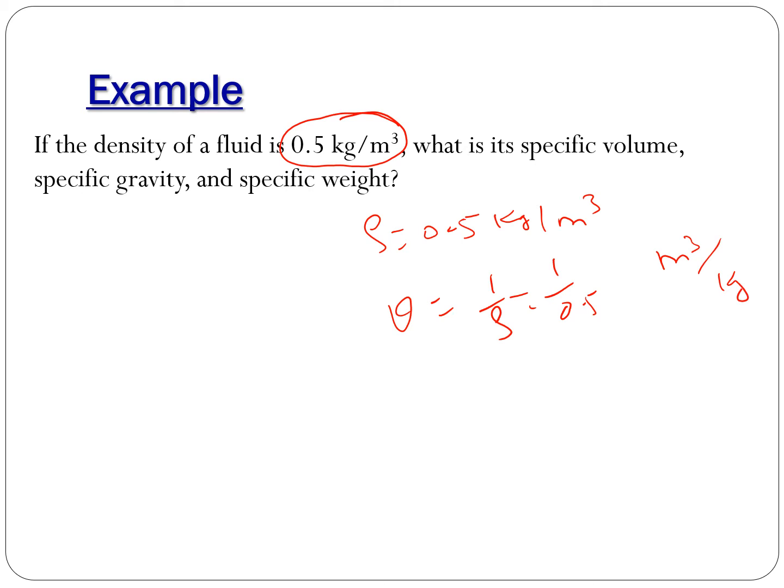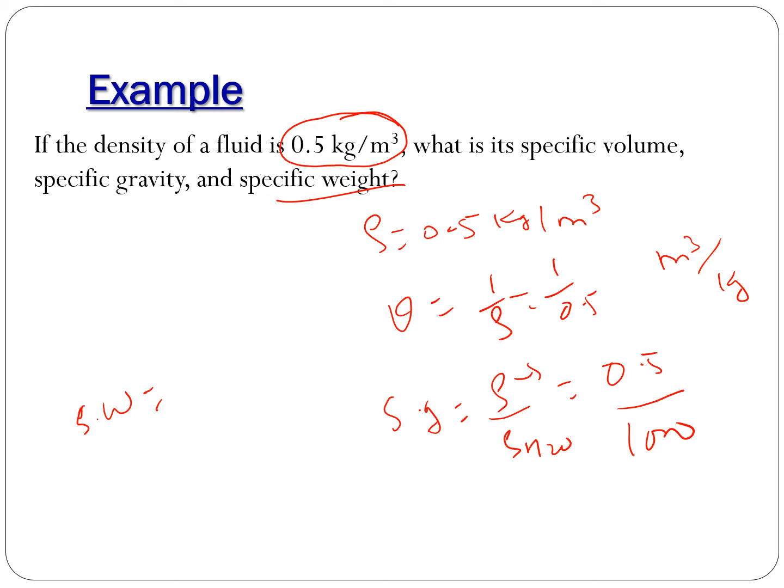If in this question it asks you to find a specific gravity, it is the density divided by the density of water at 4 degrees centigrade. So if this density is known, which is 0.5 kilogram per meter cube, and then 1000, so that would give you specific gravity. If the specific weight is asked here, the specific weight is density multiplied by acceleration due to gravity. So density is known here, acceleration due to gravity is 9.8 meter per second squared. So this type of problem could be asked in the exam.